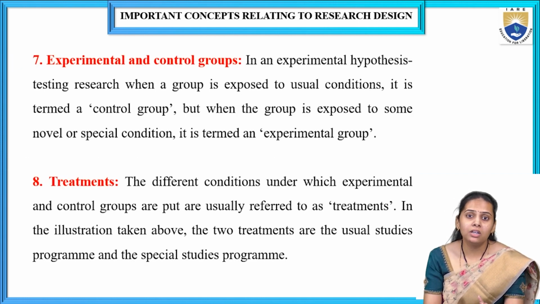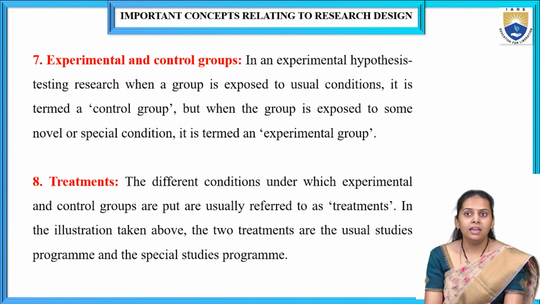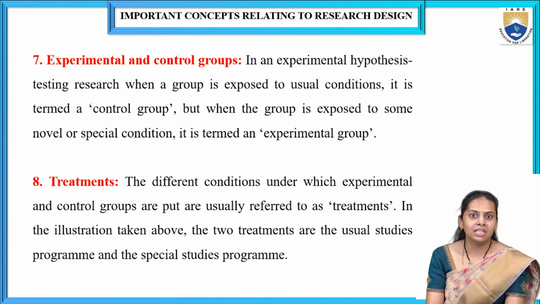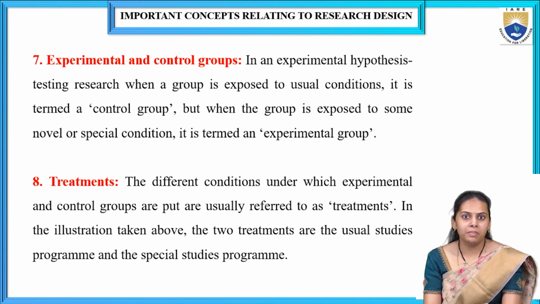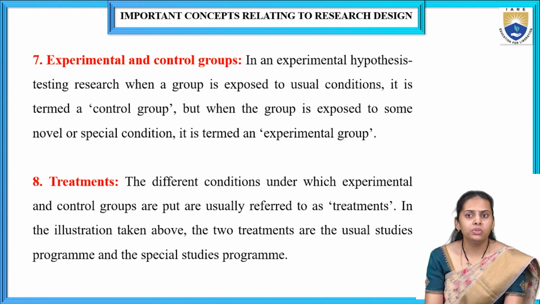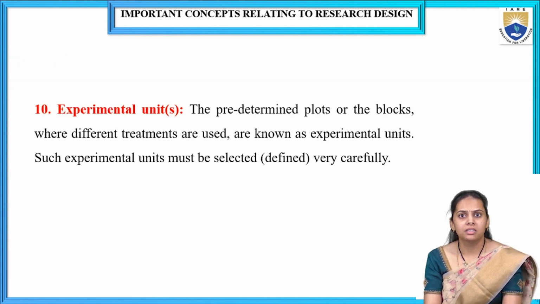And experimental and control groups. In an experimental hypothesis testing research, when a group is exposed to usual conditions, it is termed a control group. But when the group is exposed to some novel or special condition, it is termed an experimental group. And whereas treatments again, the different conditions under which experimental and control groups are put are usually referred to as treatments.